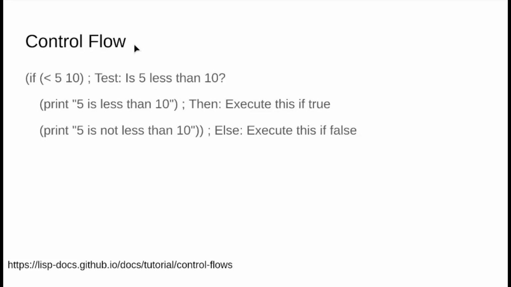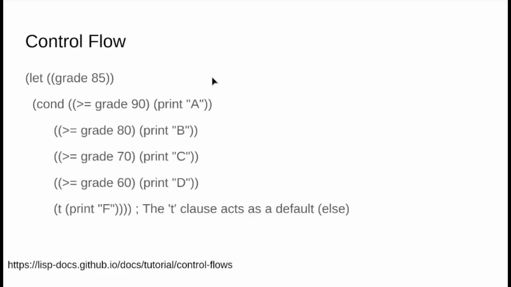A little bit about some examples of Common Lisp control flow. This is a simple conditional. Is 5 less than 10? The then and else are implied, so if 5 is less than 10, execute 5 is less than 10, otherwise execute 5 is not less than 10. This is a different example using a cond control system. And essentially this will use the first one that evaluates correctly, and the rest will be ignored.